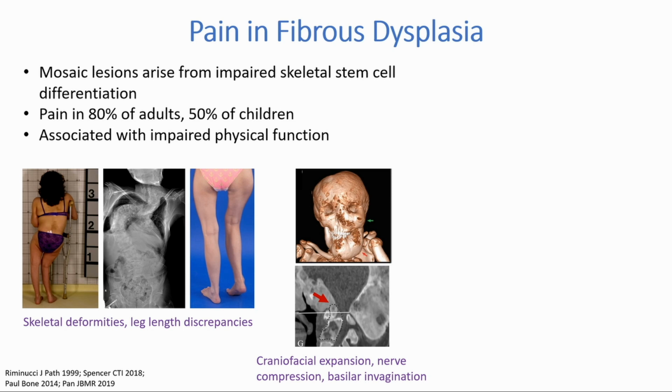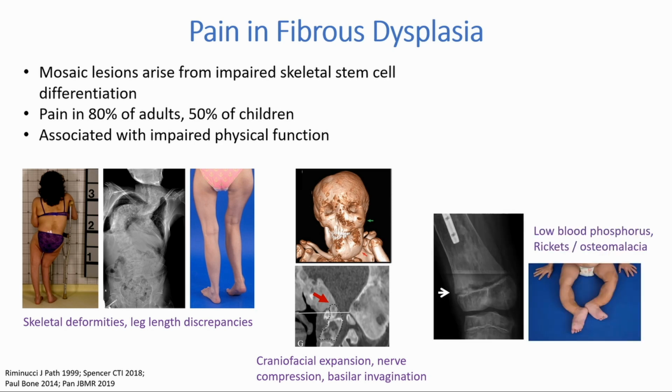Expansion of the skull can, similar to OI, lead to nerve compression and basilar invagination. Fibrous dysplasia can be associated with low blood phosphorus levels due to metabolic defects, and this is a common cause of pain and also growth problems such as rickets. This isn't typically seen in OI.